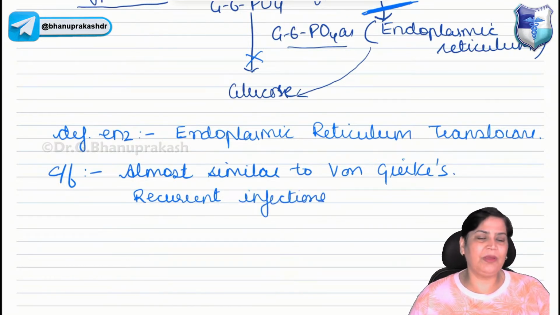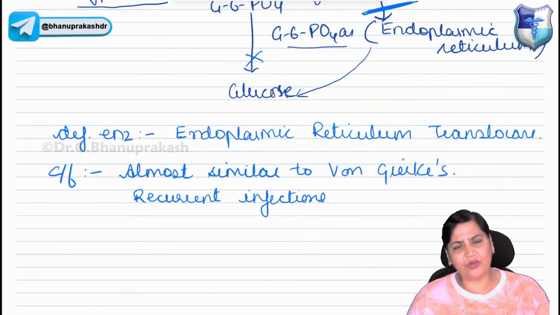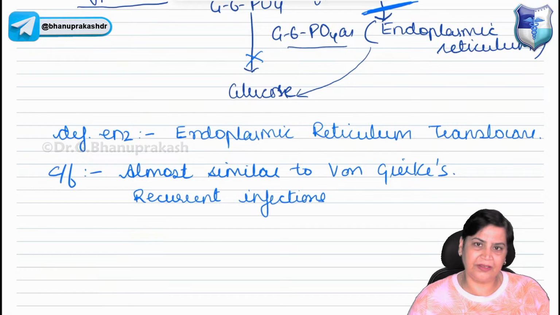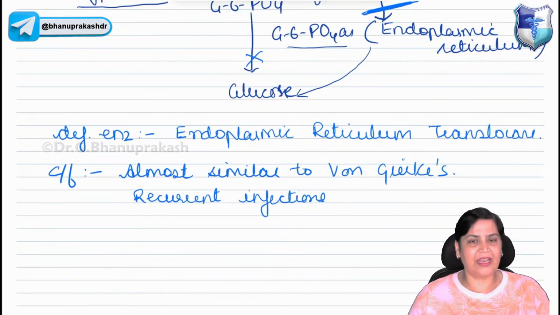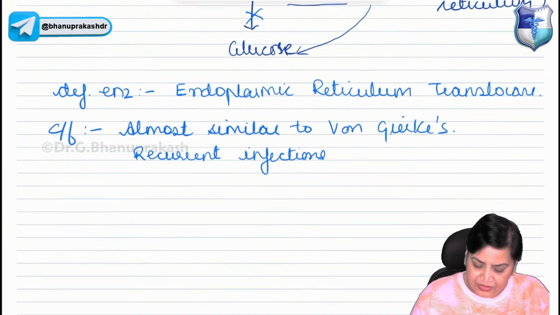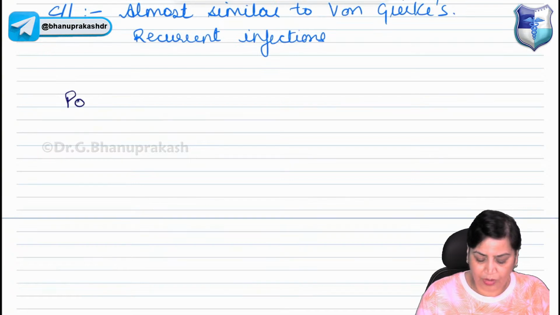The child will be more prone to infections, and there will be a recurrence of the infections. Otherwise, the symptoms will be totally similar to that of von Gierke disease, but obviously the enzymes are different. Okay, so this is type 1A, type 0, and type 1B. Second, we come over to Pompe's disease.